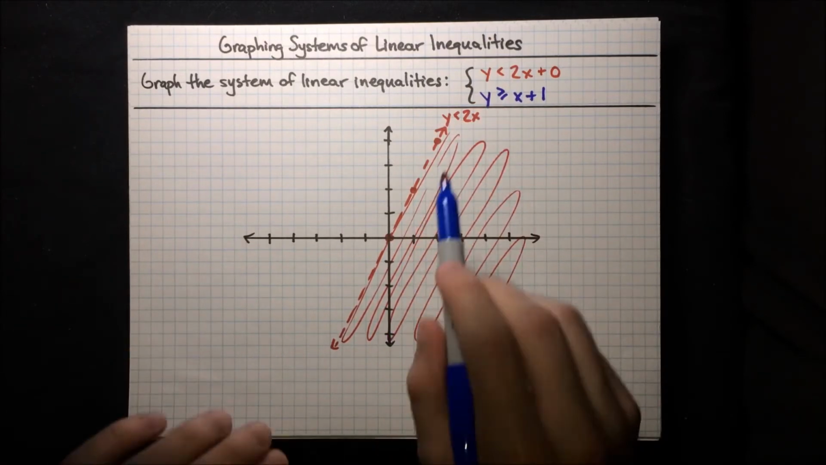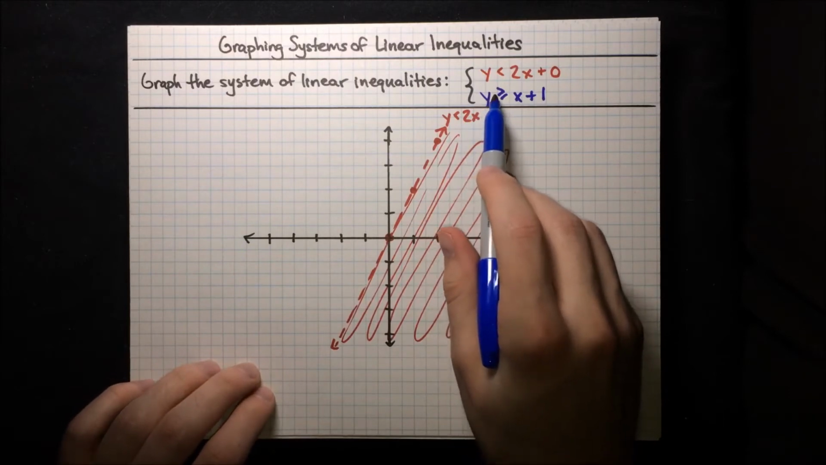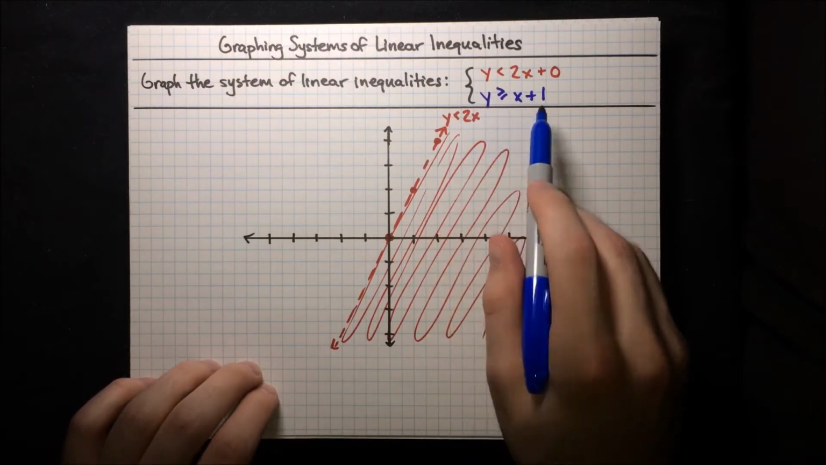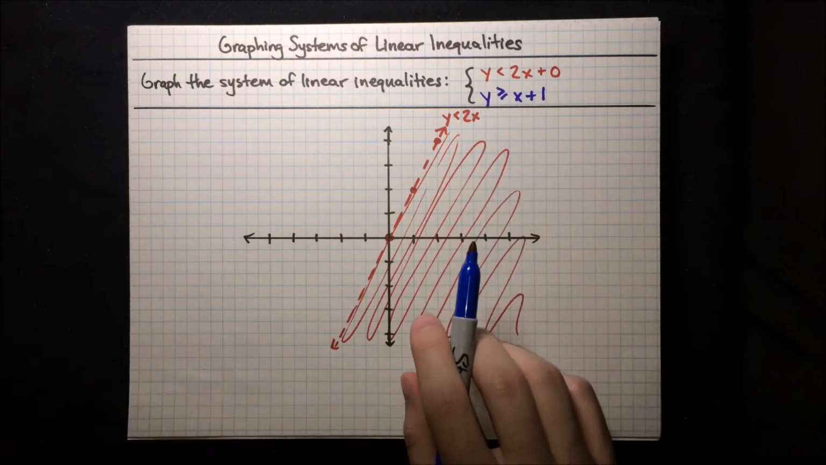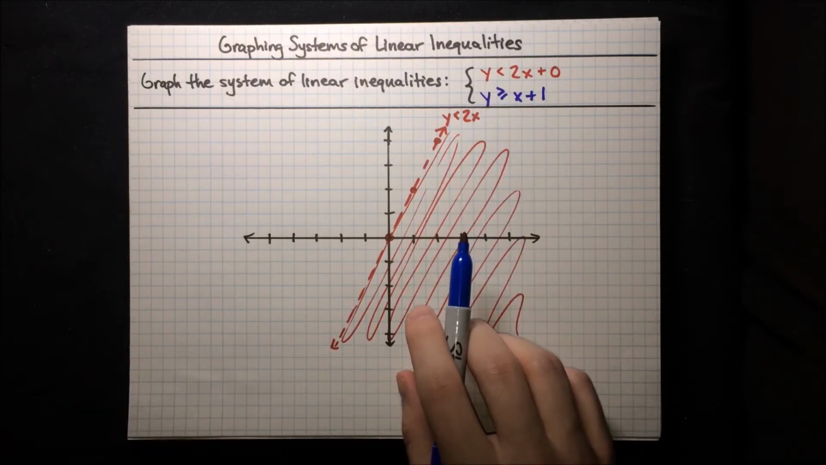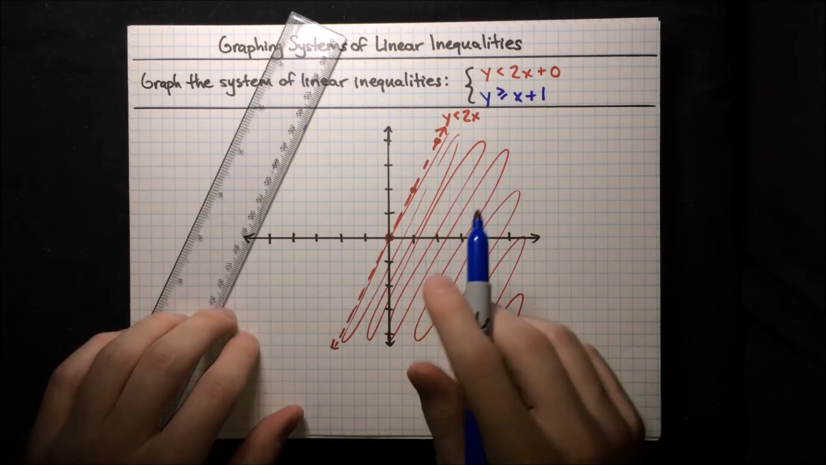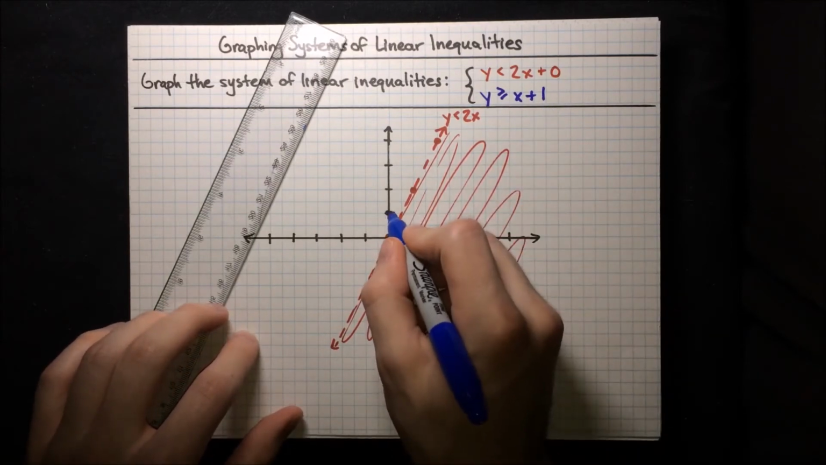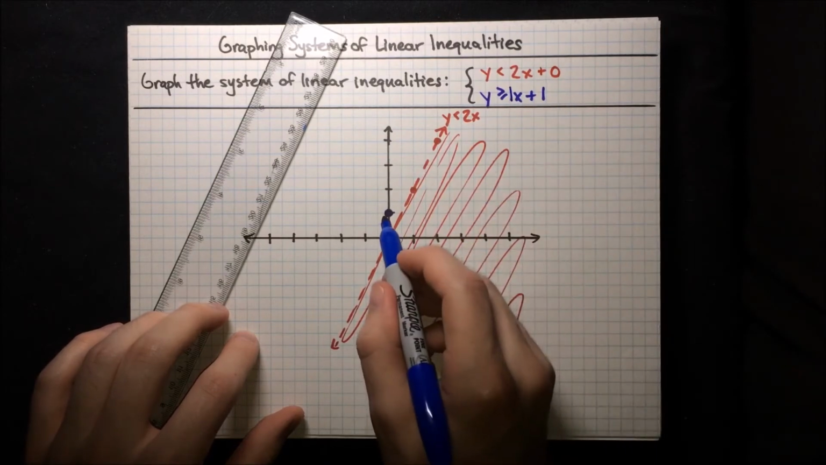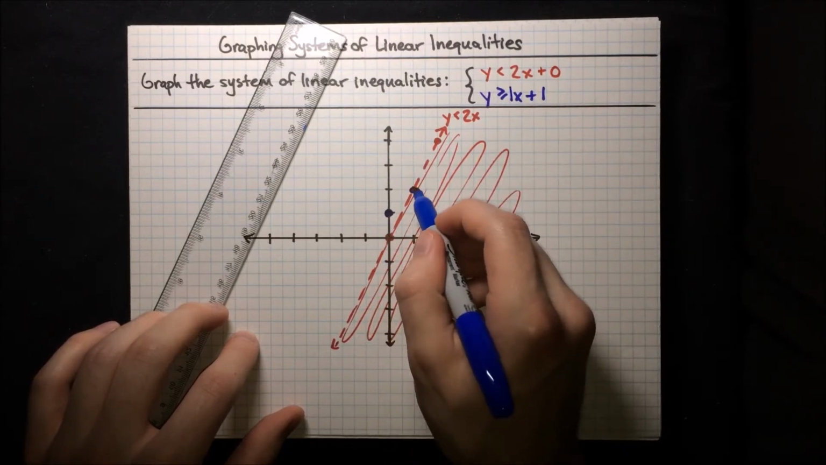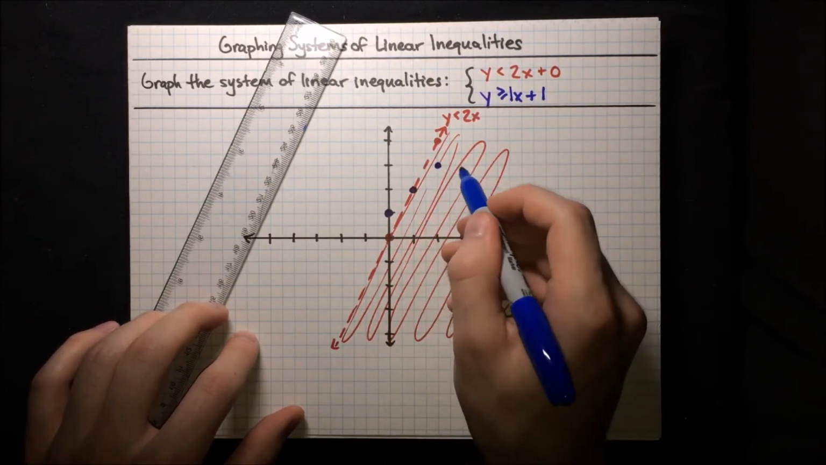Now we'll deal with our second inequality here, y is greater than or equal to x plus 1. Again, we're going to start out by drawing the boundary, y is equal to x plus 1. So let's draw that in. There's a y-intercept of 1, and then the slope is just 1. So over 1, up 1, over 1, up 1, and so on.